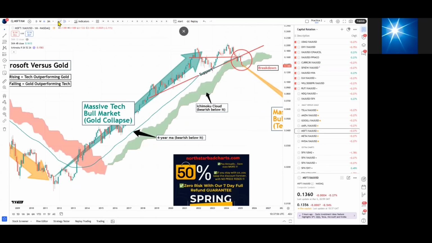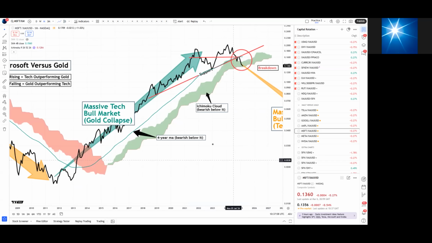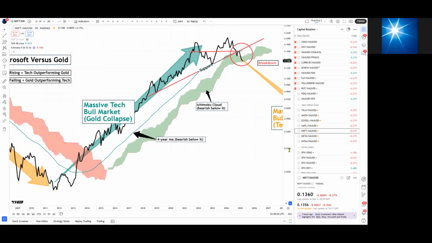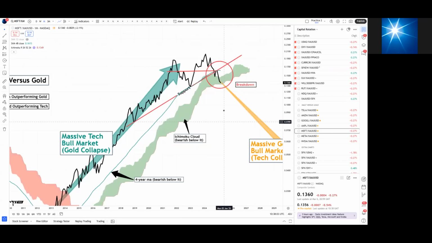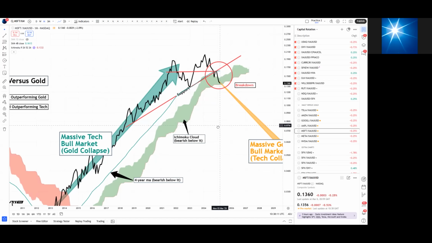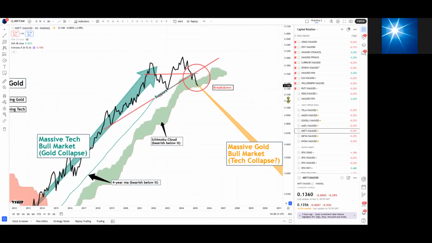Microsoft versus gold, and I'll just put this on the line chart so it's a bit clearer what the price is doing. You can see a very clear breakdown there. We've broken down below the rising support line, below the 4-year moving average, almost below the Ichimoku cloud now. So Microsoft in the process of what looks like a breakdown versus gold.